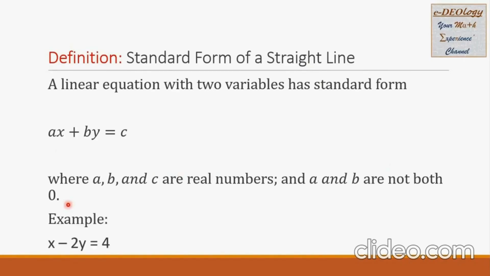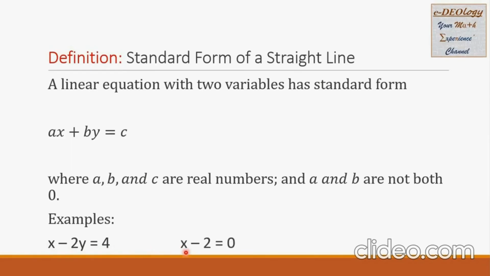Let us have example 1. x minus 2y equals 4. The a here is the coefficient of x, which is 1. The b is the coefficient of y, that is negative 2. The c is the constant on the right, which is 4.